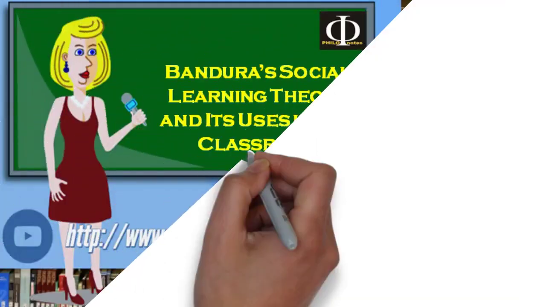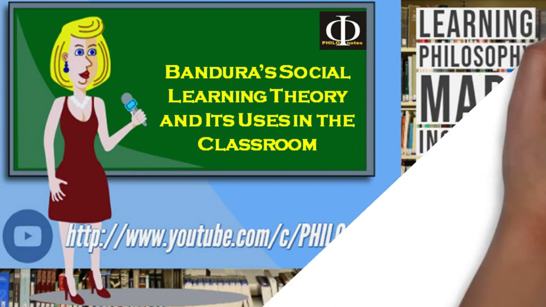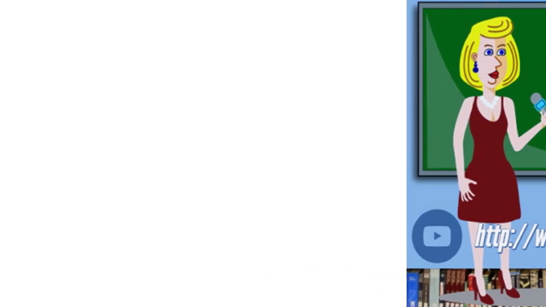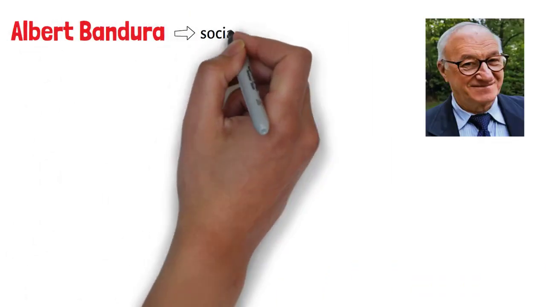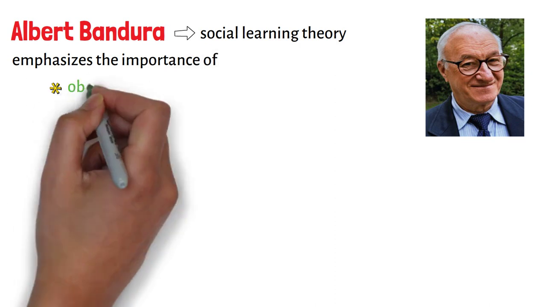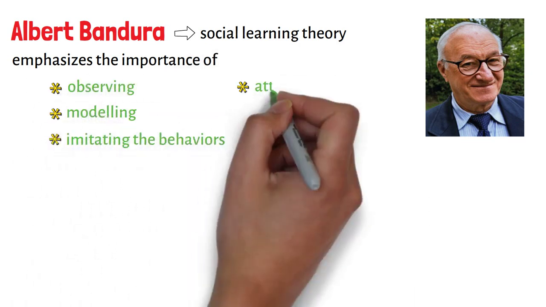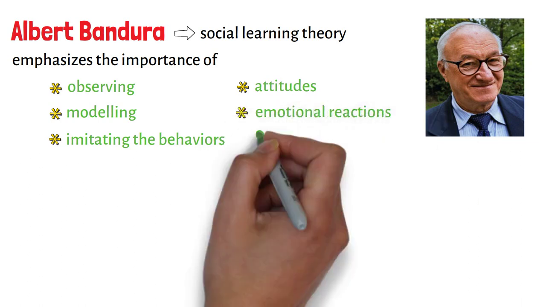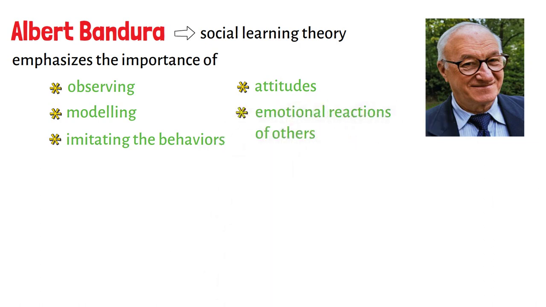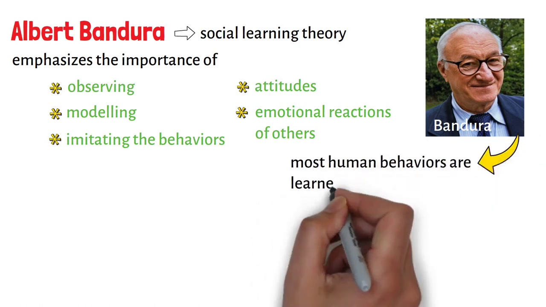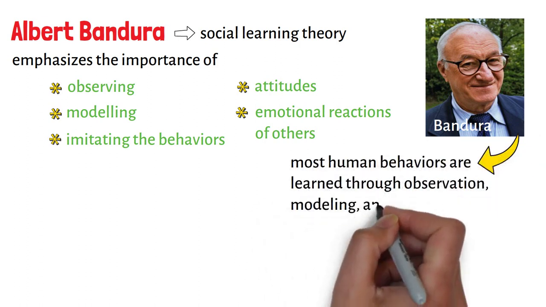Bandura's social learning theory and its uses in the classroom. First of all, it is important to note that Albert Bandura's social learning theory emphasizes the importance of observing, modeling, and imitating the behaviors, attitudes, and emotional reactions of others. In other words, for Bandura, most human behaviors are learned through observation, modeling, and imitation.